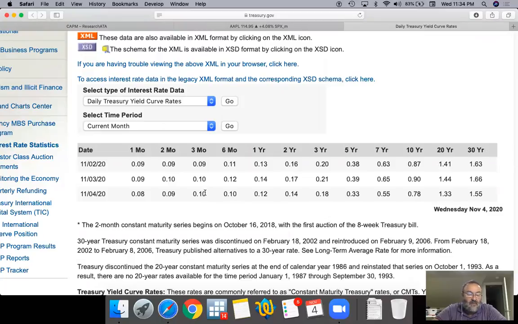Up to 3 months, we kind of refer to them as risk-free financial assets. And just for the sake of argument, let's look at a 1-year investment horizon, and that's about 0.12%. And yes, it's really, really low.